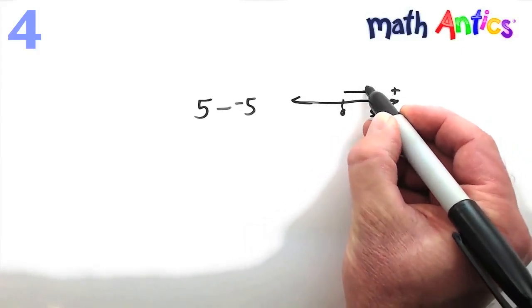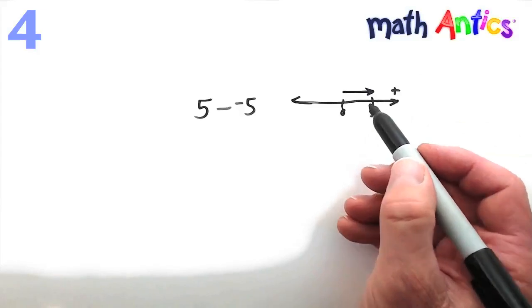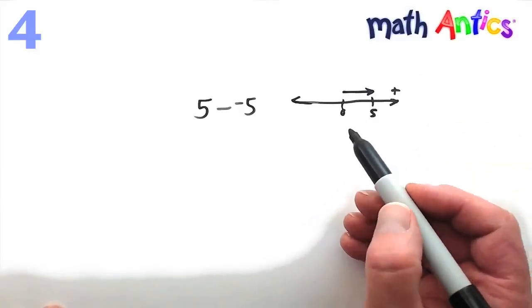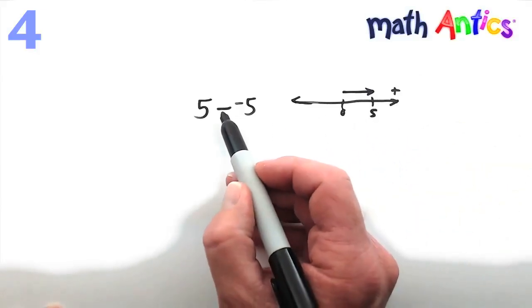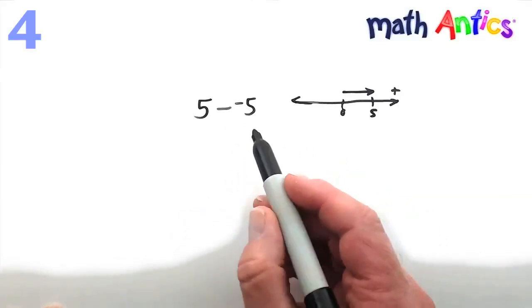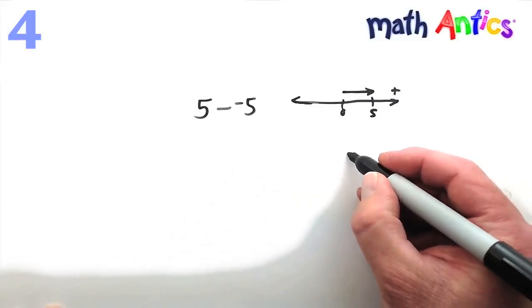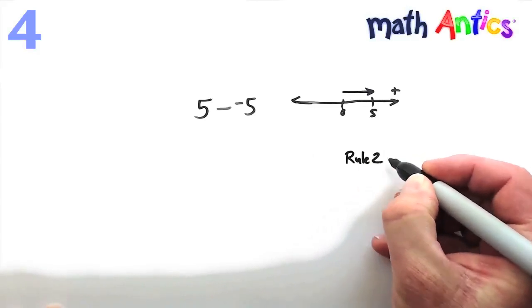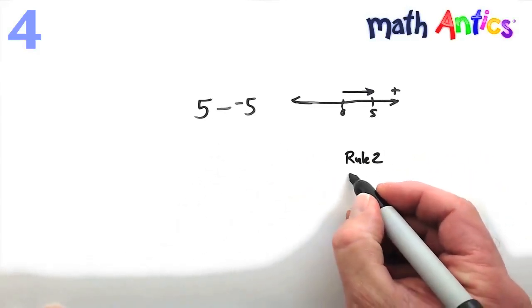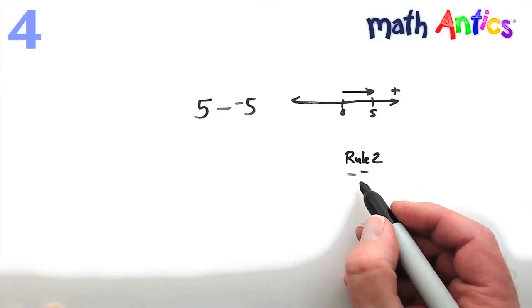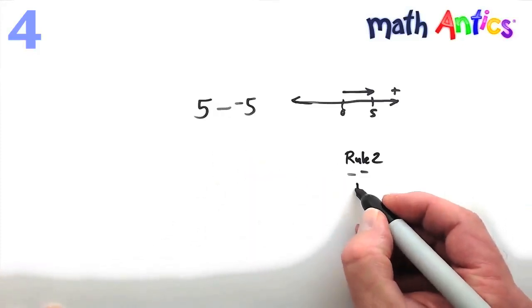We can draw an arrow to represent positive 5 in that direction. Now we ask, are we making it bigger or smaller? Well, we're subtracting a negative. And if you remember from the video, rule number two says that subtracting a negative, whenever you have a minus minus, that's the same as adding a positive or adding.